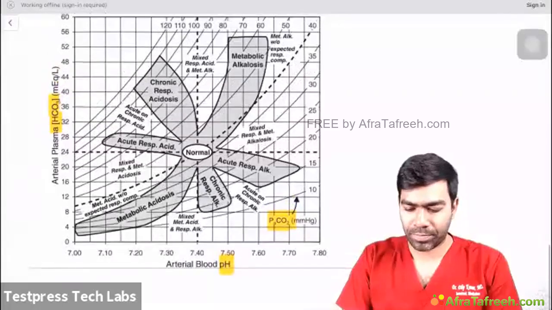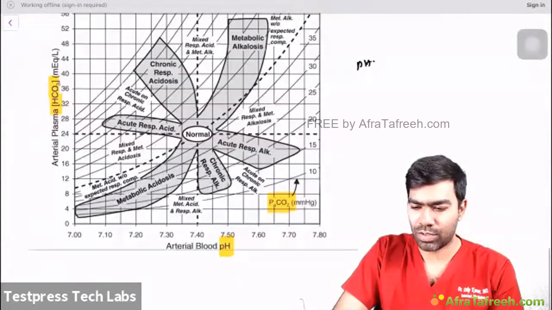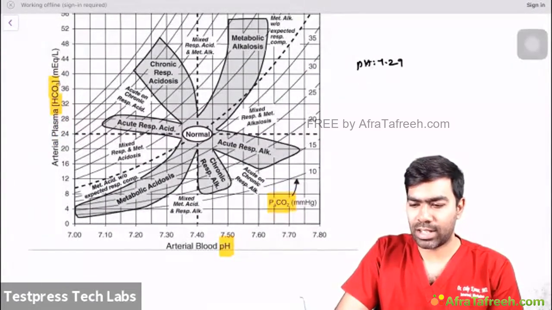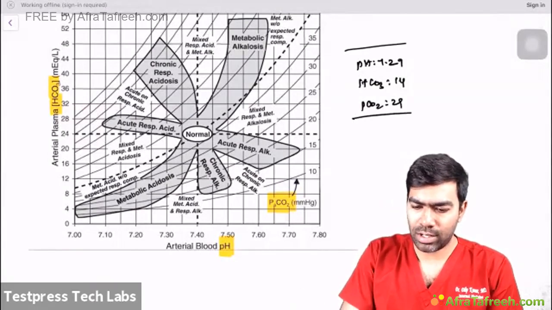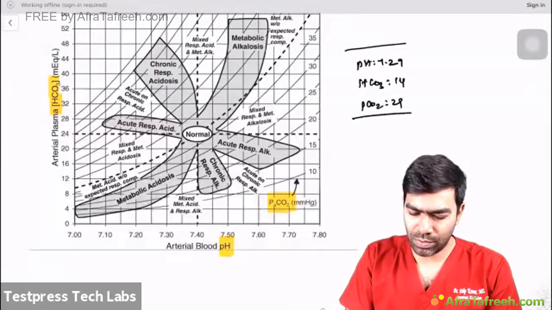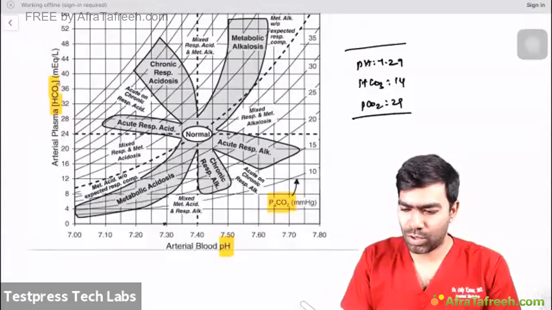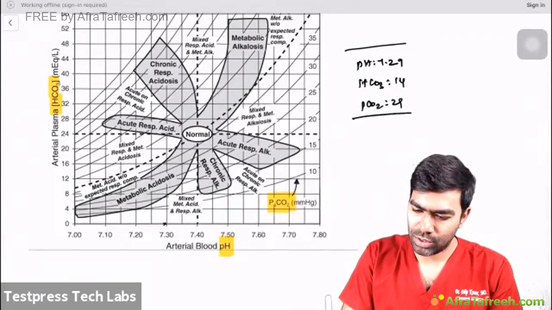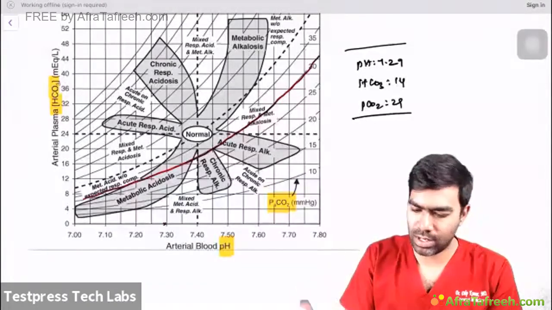Apart from that, let's take this nomogram and plot. For example, yesterday's question, we'll take it. We had a pH of 7.29, I guess. Then we had a bicarbonate of 14 and PCO2 of 29. If you plot these values, pH of 7.29 is probably somewhere around here, and PCO2 of 29 is somewhere on this line. So 29 means it's going to go on this line only. This is the line I'm going to follow if it's 29.